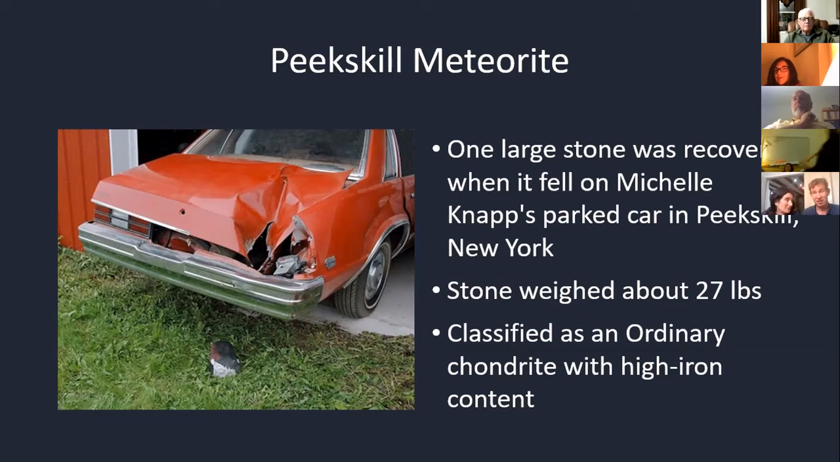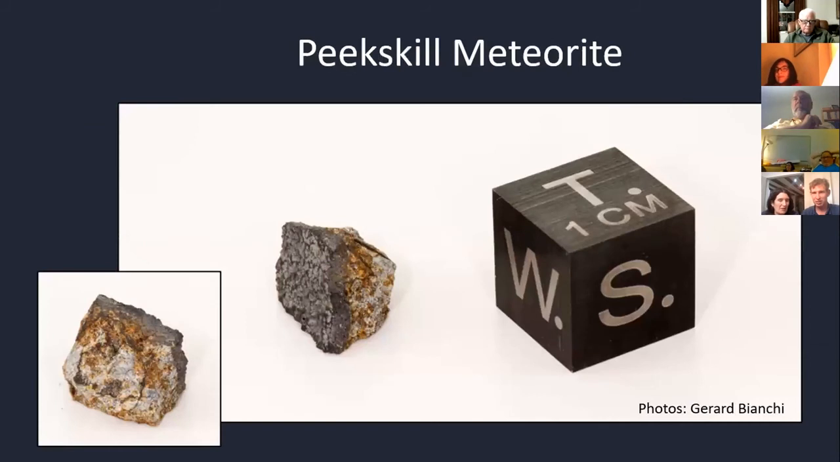But this is the one remnant of that particular meteoroid that came through the atmosphere that night, and it weighed about 27 pounds, classified as an ordinary chondrite, and it has a fairly high iron content. Now we have a sample.